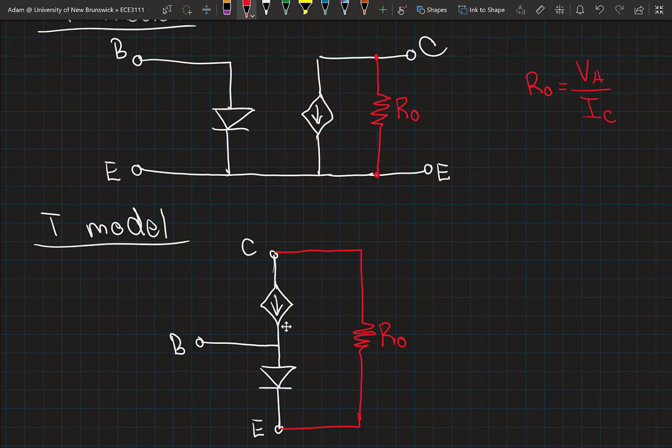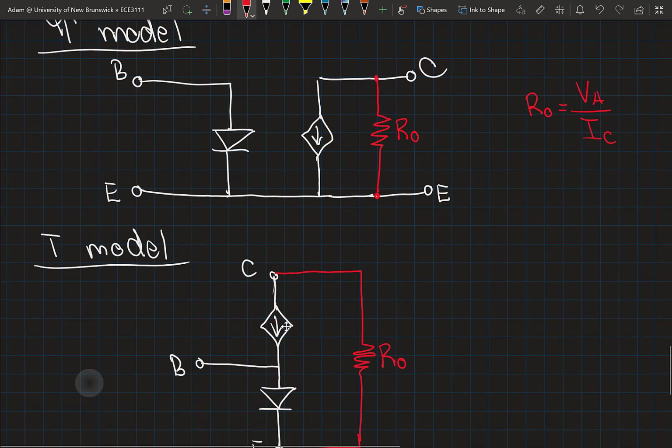Okay, so there's the early effect, also referred to as base width modulation. And here we have an improved version of our pi and T models that account for the early effect that is caused by increasing collector to emitter voltages on the output.